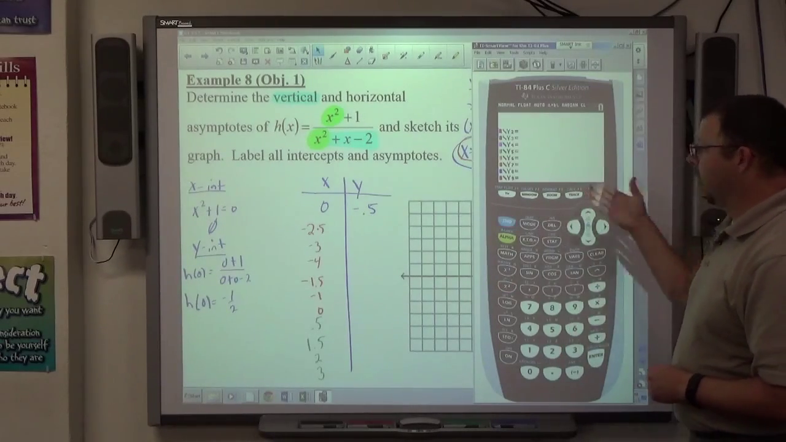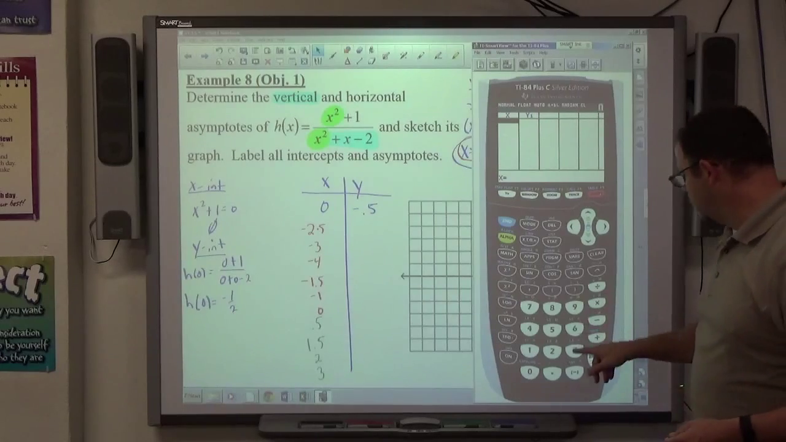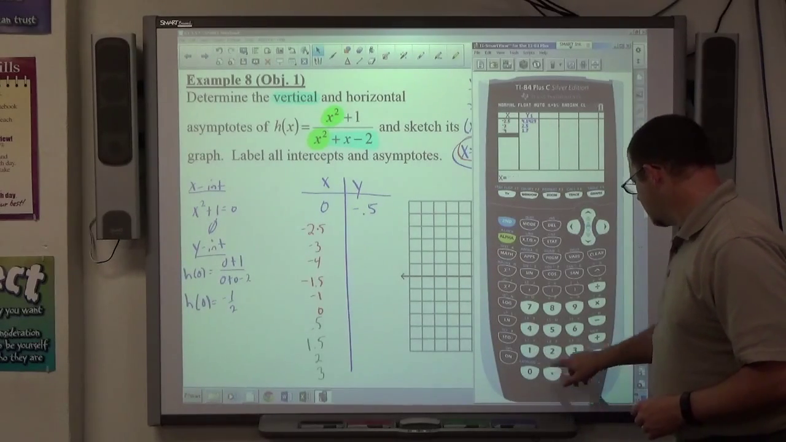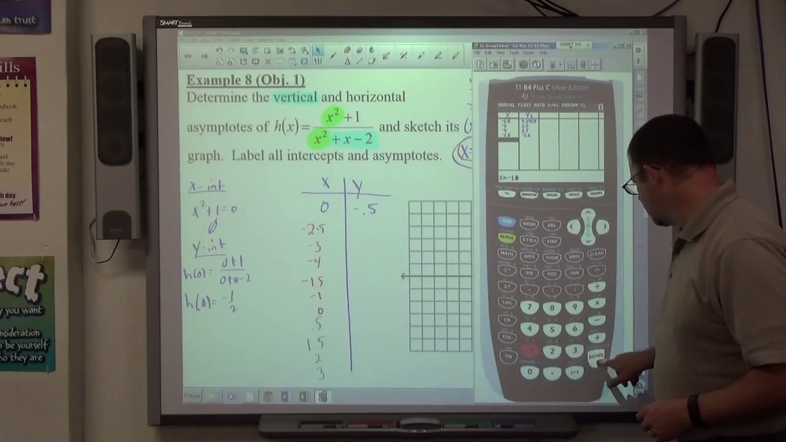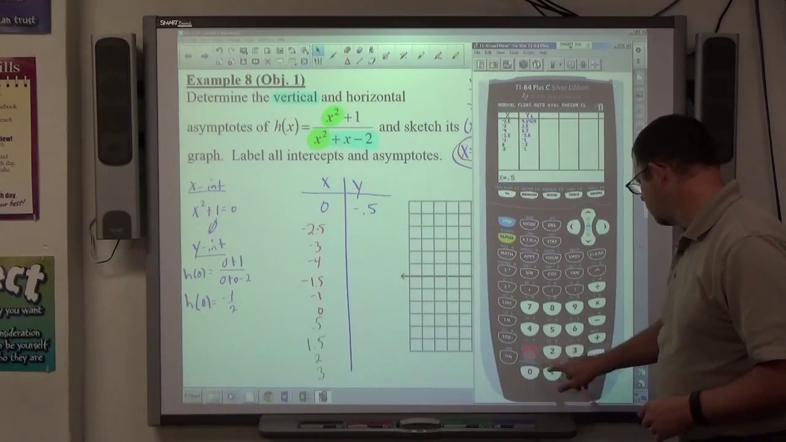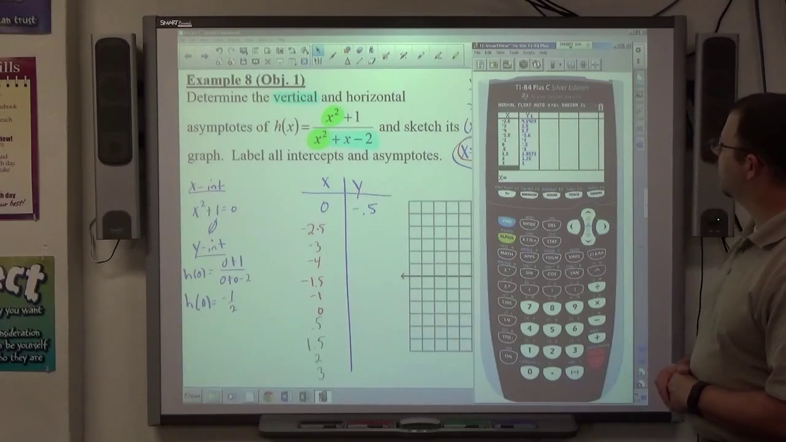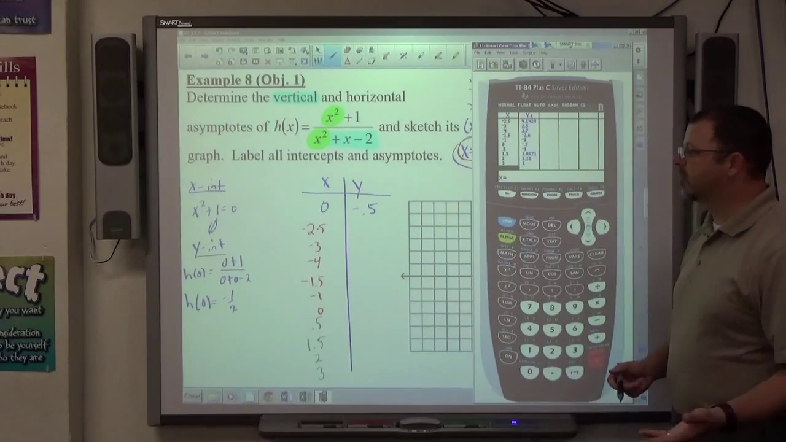I'm going to go to my table and enter all the x values that I've determined to use: negative 2.5, negative 3, negative 4, negative 1.5, negative 1, 0.5, 1.5, 2, and 3. Okay, again, a couple decimal places on each one.